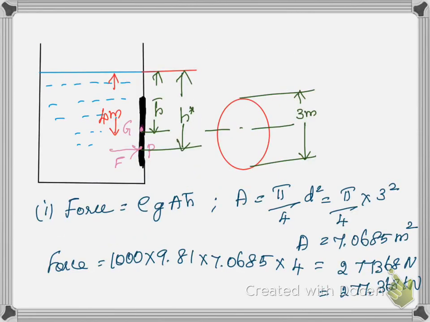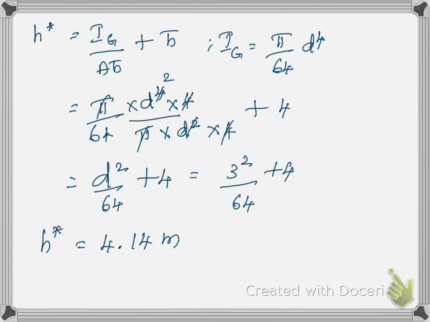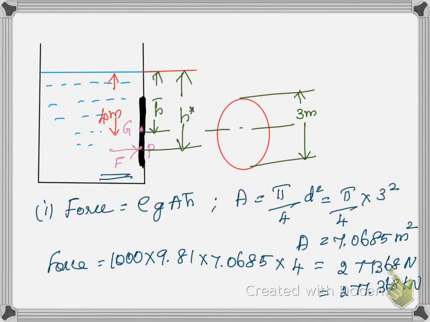You can see in the diagram that the force F is here. The force F is acting at a distance of 4.14 from the free surface. But what they have asked is the moment of force about the horizontal diameter, that is about the point xx. This is what they have asked in the problem, so we have to determine that. Moment will be equal to force into perpendicular distance. You might have learned this formula, force into perpendicular distance.